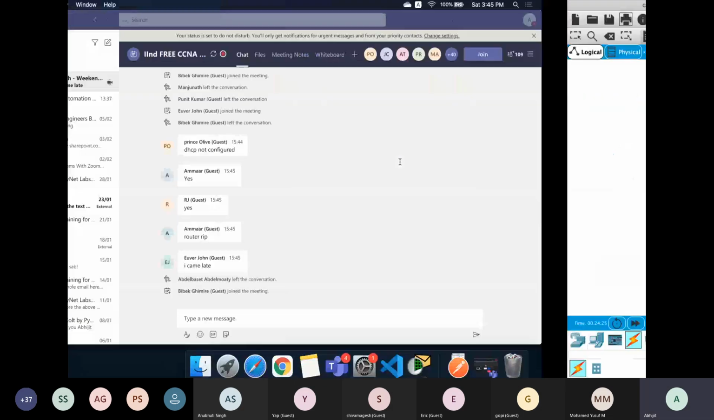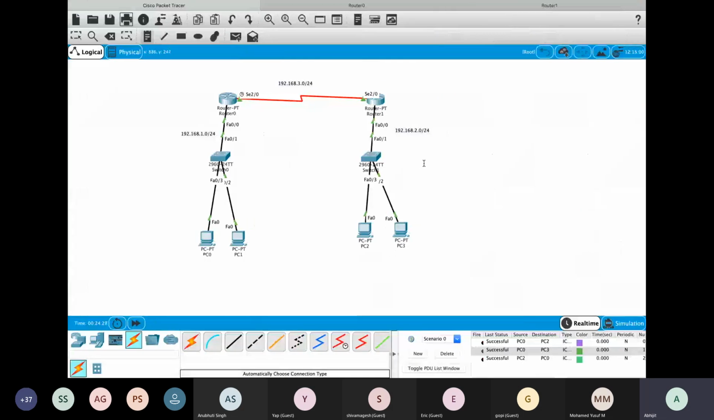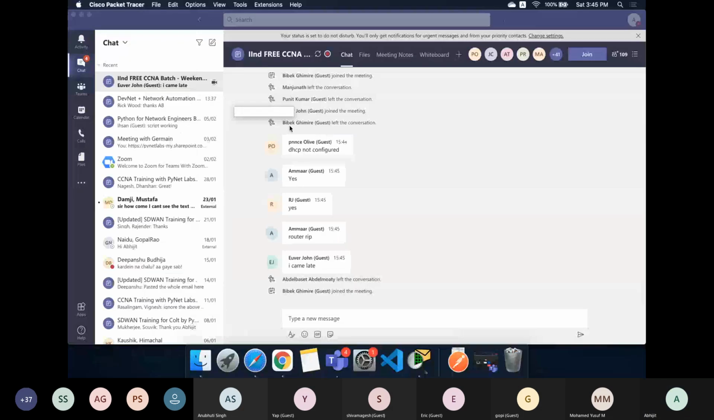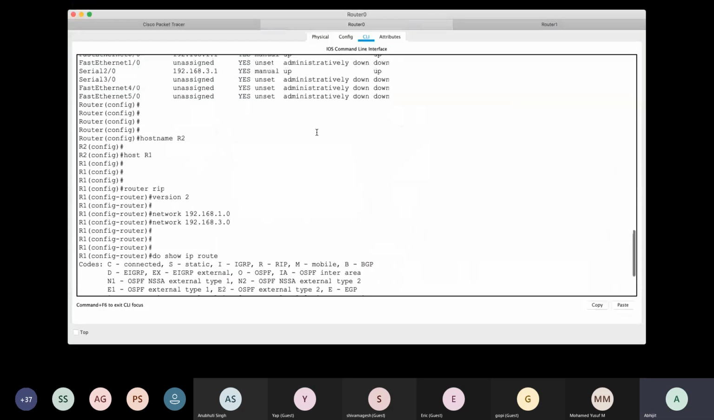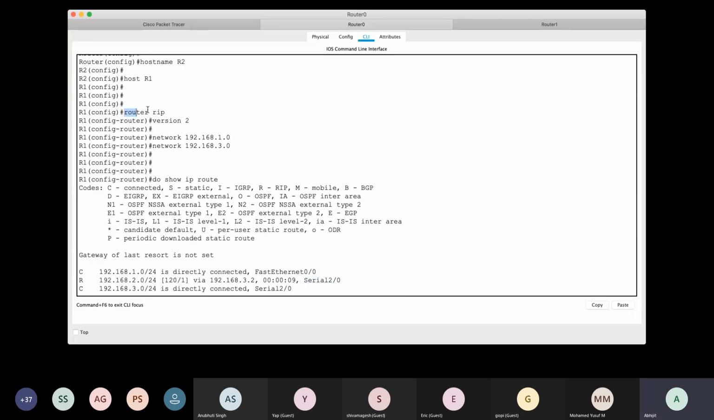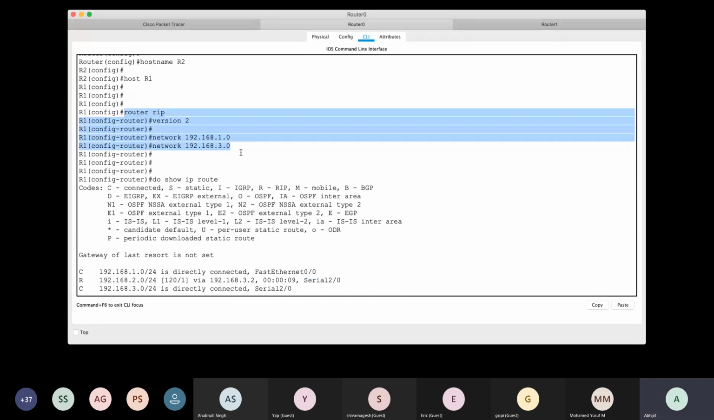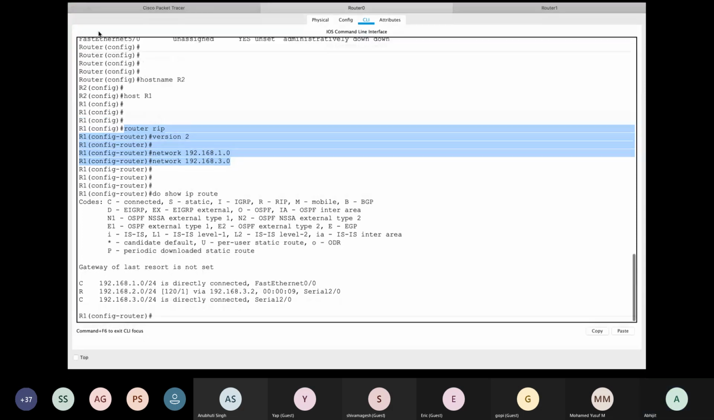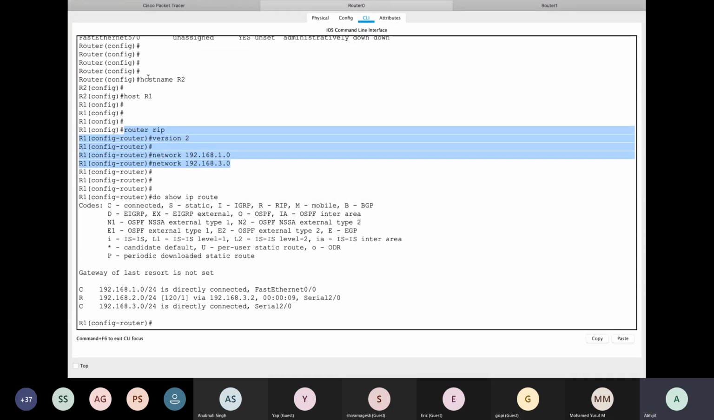The only command that we have used is network, or when you go into router rip, router rip version 2, 192.168.1.0 and 192.168.3.0. The rest, you are familiar with the remaining configuration.